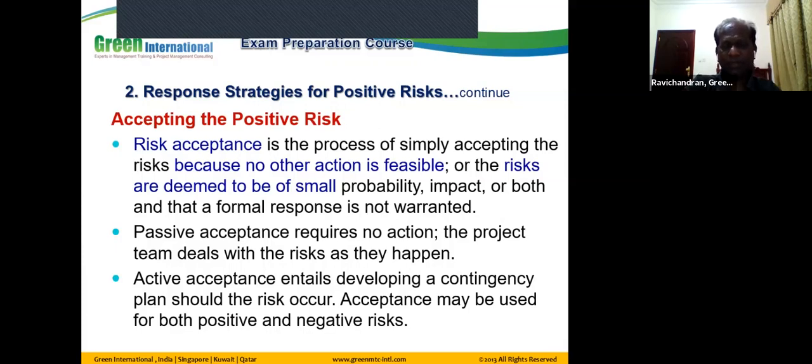One is passive acceptance, the other one is active acceptance. When I say passive acceptance, no action is required. The project team will deal with it. When the risk happens and there is an impact, they will deal with it. But when an active acceptance strategy is adopted, you need to develop a contingency plan so that you can utilize the contingency plan, periodically checking, in minimizing the risk impact on the project. So of course, the acceptance strategy is applicable for both negative and positive risk.